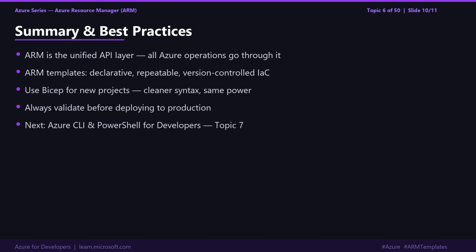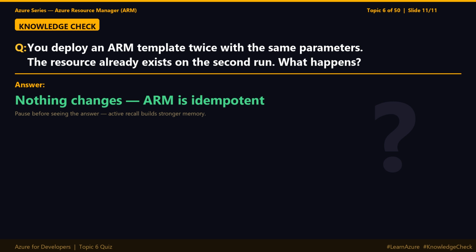For new projects, use Bicep instead of raw ARM JSON. The compilation step is transparent, the syntax is dramatically cleaner, and VS Code support is excellent. Best practices: always store templates in Git alongside your application code. Use parameter files per environment instead of hard-coding values. Always run validate before a production deployment. Use incremental mode by default and reserve complete mode for tightly controlled environments. Tag every resource in your template. You will thank yourself during cost analysis.